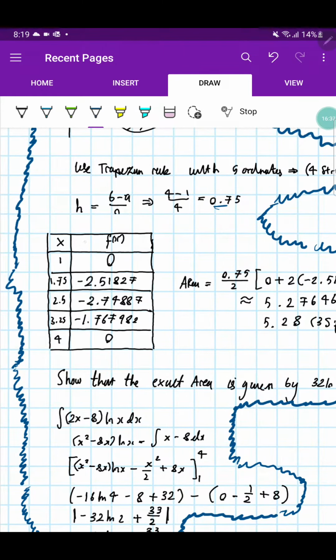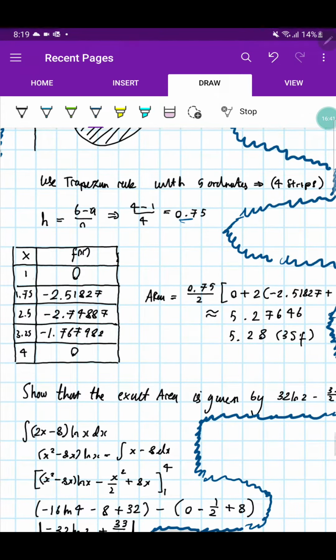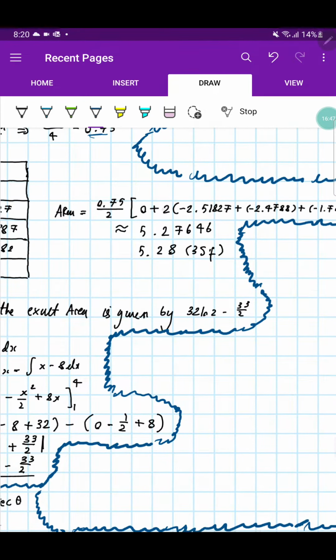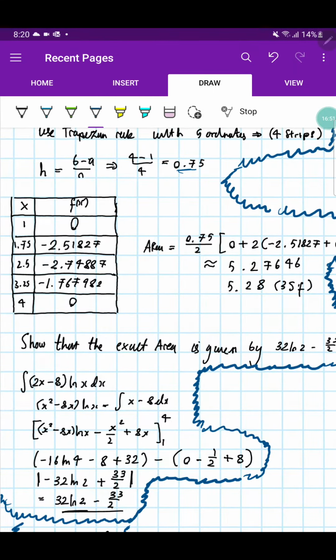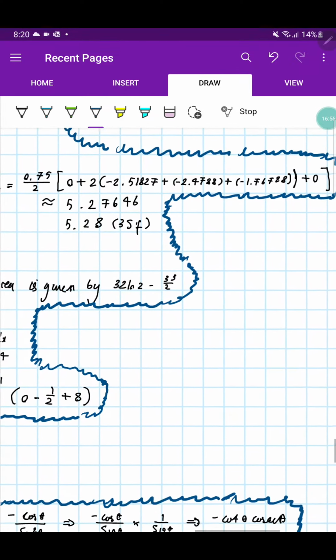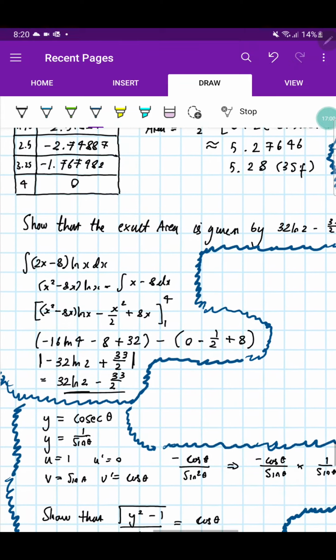So we start at 1 because that's where the limit is starting, and we go up each time by 0.75. And then we do h over 2 multiplied by 0 plus 2 lots of the middle values, so these three. And then at the end, we get a 0 because that's the end value. If we approximate this, we get 5.28 to 3 significant figures.